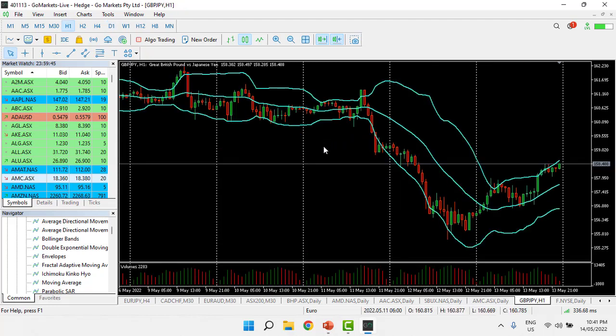For example, if we look at the GB pound yen on this hourly chart, again you can see during periods of congestion the bands are close together. As we get some price movement that's significant, we get the bands moving apart until volatility subsides again and we get them moving closer together again.